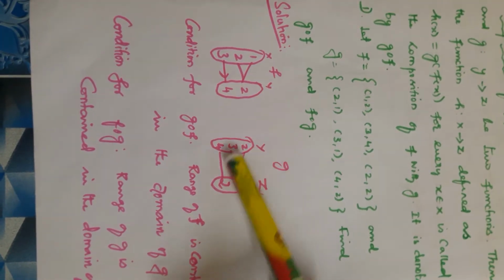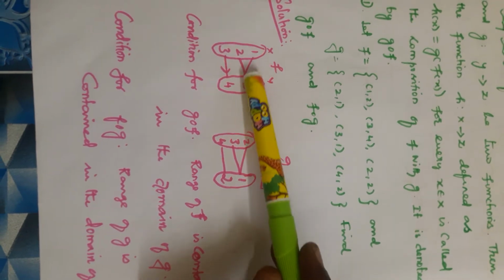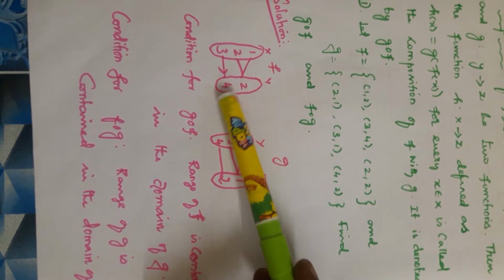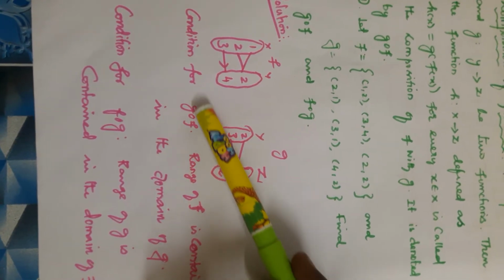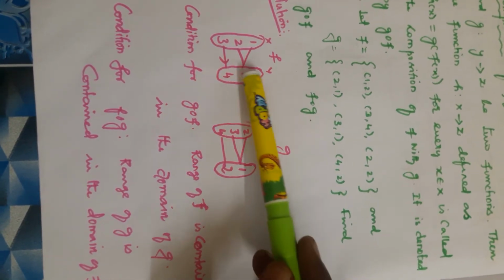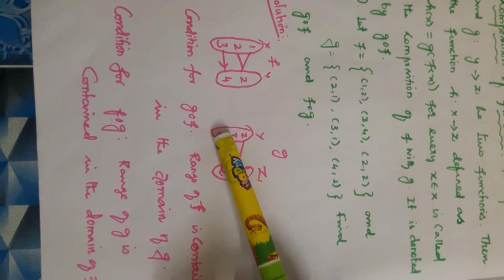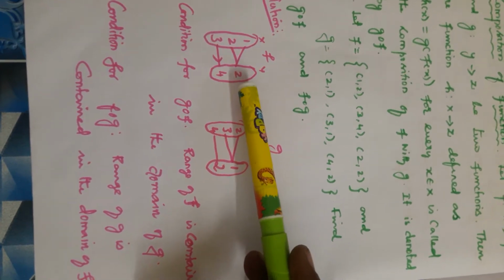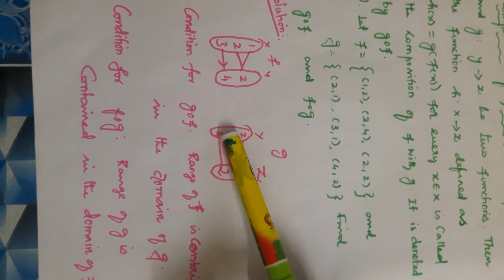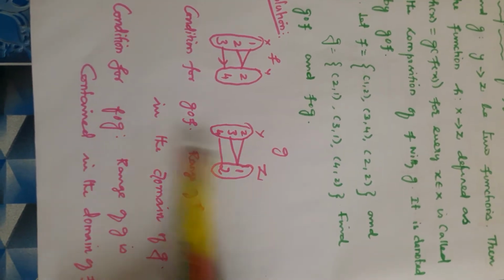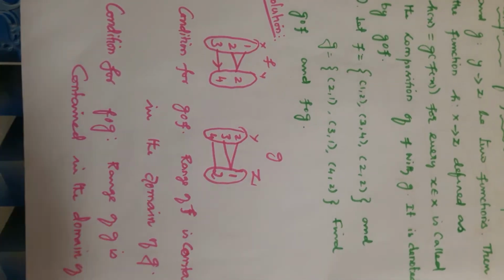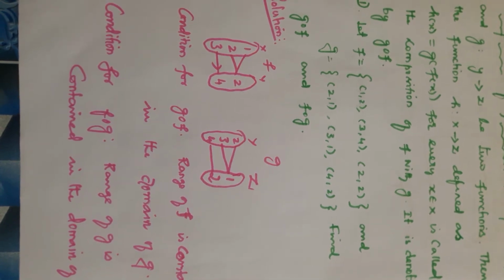You have the map. Okay, so here you know this is a domain and codomain. Sometimes it is called a range, right? So for g ∘ f, the condition is that the range of f should be in the domain of g. That is, the range of f is contained in the domain of g. It should be a subset of it. Like that, for f ∘ g, the range of g should be contained in the domain of f. So that is the condition for g ∘ f and f ∘ g.